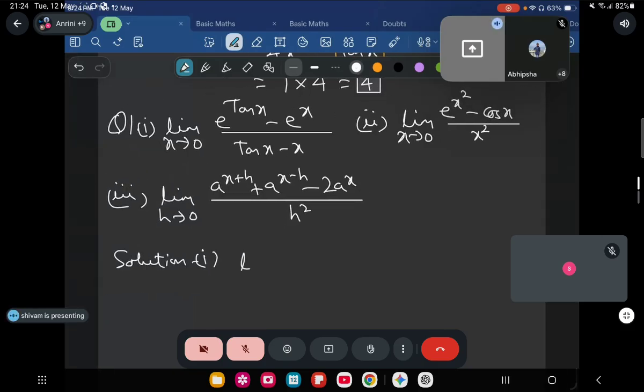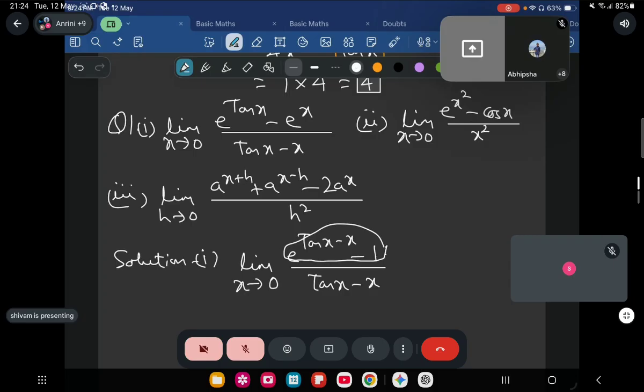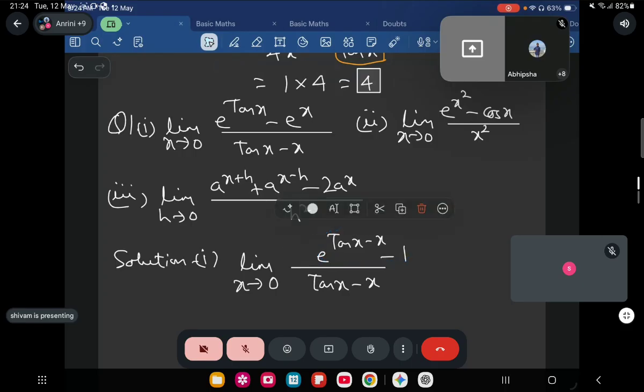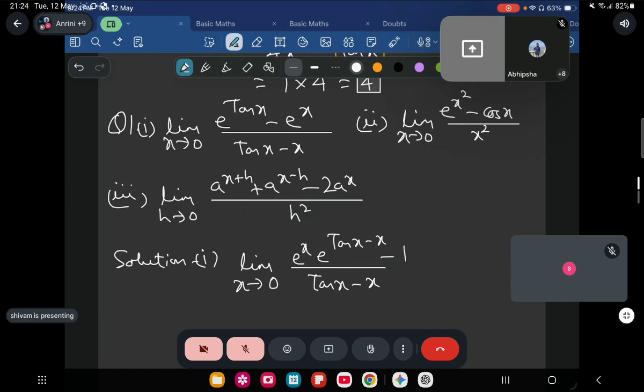Onini, pay attention. Over here, if I take e to the power x as common, limit x tends to 0, e to the power x as common, what are we getting? e to the power tan x minus x minus 1 by tan x minus x. If you are taking e to the power x as common, tell me, are you getting, Onini? Sir, that's a 1. Answer is 1. Okay, sir, I got it now. This will be equal to 1.